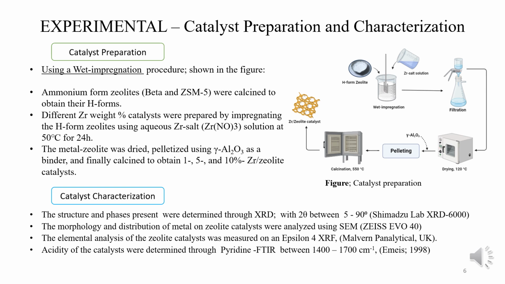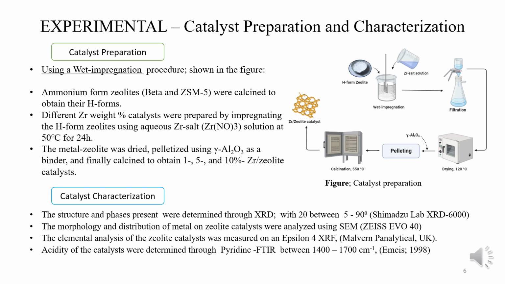Now, I will briefly outline the methodology and some procedures we undertook as part of the experimental section of the research. We began by obtaining the ammonium form of zeolite beta and ZSM-5 from Zeolyst, which was calcined to obtain their H forms. Different zirconium weight percentage catalysts were then prepared through a wet impregnation procedure as illustrated in the figure. This involved impregnating the H-form zeolite with an aqueous zirconium salt solution at 50 degrees Celsius for 24 hours. The metal zeolites were subsequently dried, pelletized using gamma alumina as a binder, and finally calcined to obtain the required zirconium catalysts.